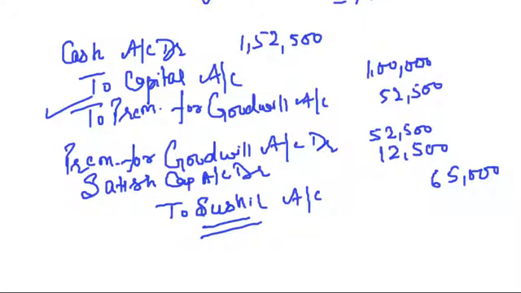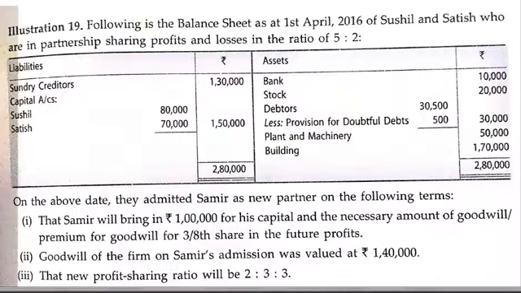So these are the two journal entries. First of all, the new partner is bringing the capital and the premium for goodwill. Then that premium of goodwill will be paid to the sacrificing partner, who in this case is only one partner, Sushil. And the gaining partner will also compensate the sacrificing partner, right? So these are the journal entries in this case. Be careful, if this balance sheet shows any goodwill, you have to write off that goodwill first, then you have to pass any other journal entry. Clear?